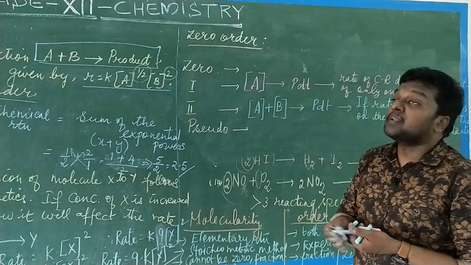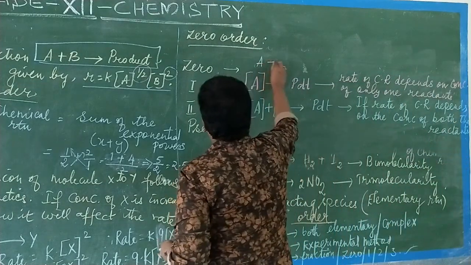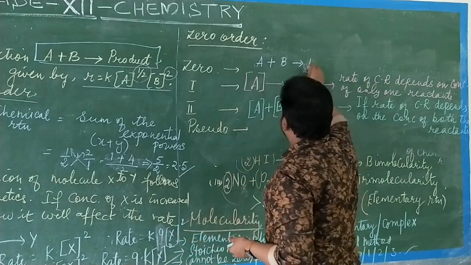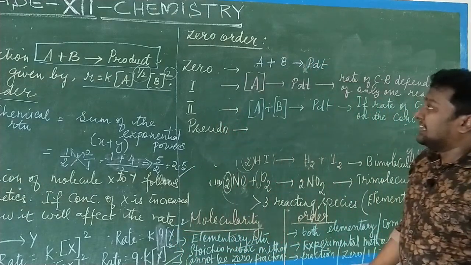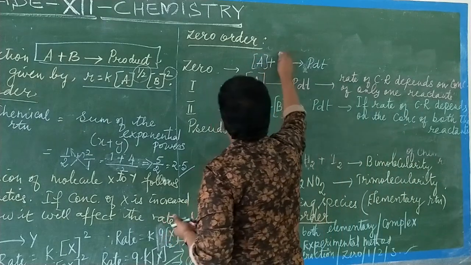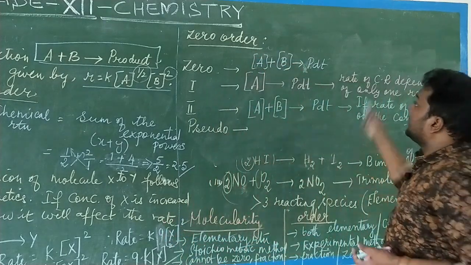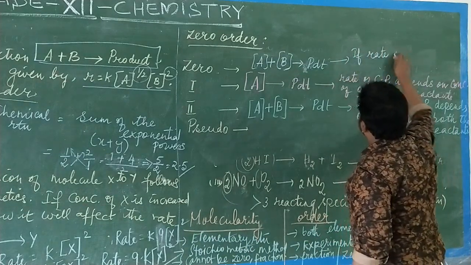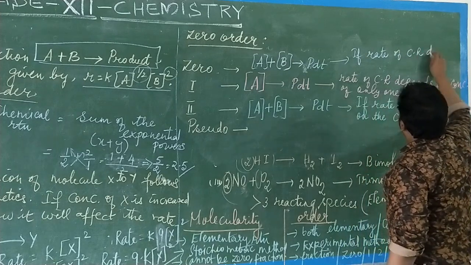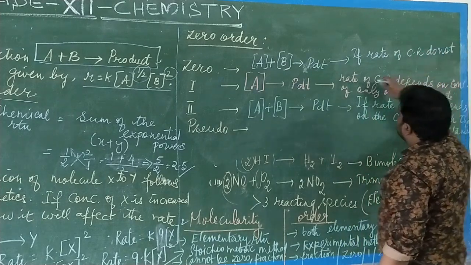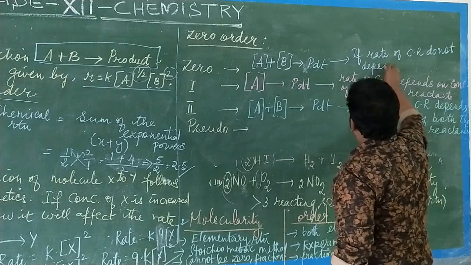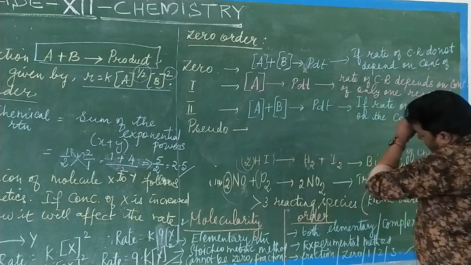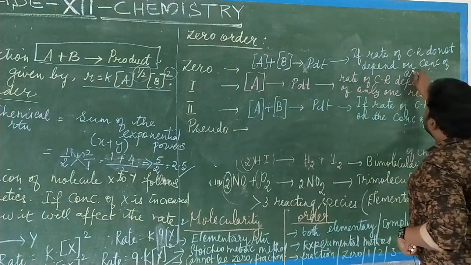Now coming to zero order: A reacts with B giving rise to the formation of a product. A has its own concentration, B also has its own concentration. But zero order reaction is, if the rate of a chemical reaction does not depend on the concentration of any of the reactants.